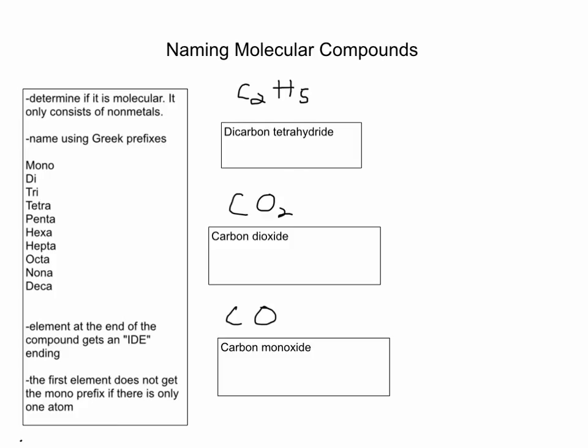Now let's practice going the other way. So what if I gave you the compound disulfur pentafluoride? How would you figure out what this compound looks like? Well, disulfur tells you you have 2 sulfurs. So S2. Penta means 5. And fluoride is from fluorine, so you would have S2F5.